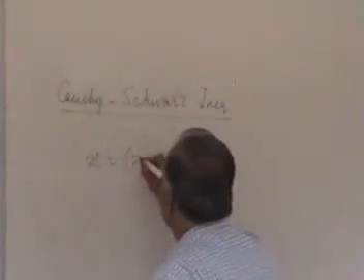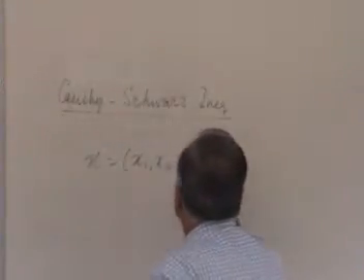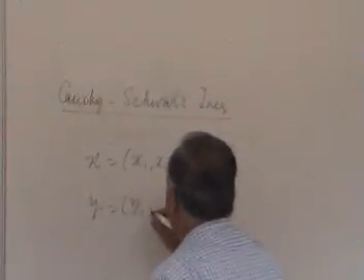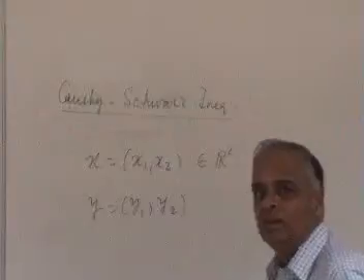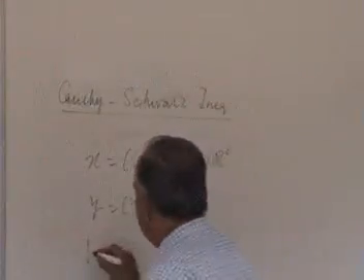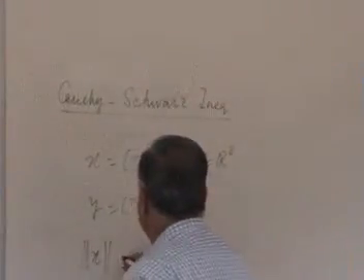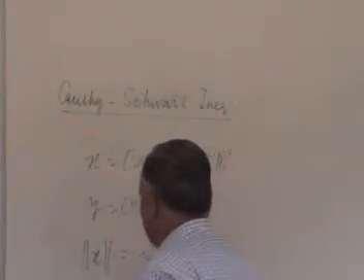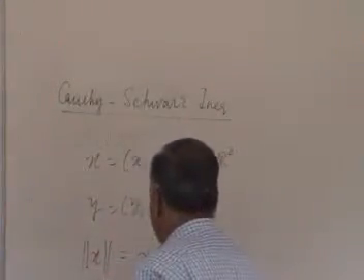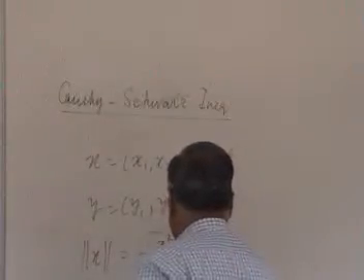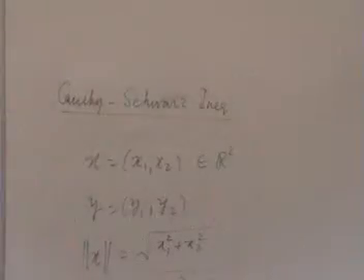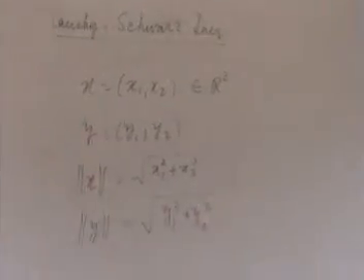Suppose I have a vector with two components belonging to R2 or C2, and another vector. Then you define the length of the vector x to be the square root of x1 squared plus x2 squared, and the length of the vector y to be the square root of y1 squared plus y2 squared. As I always say, whenever I take a square root, I mean the non-negative square root.